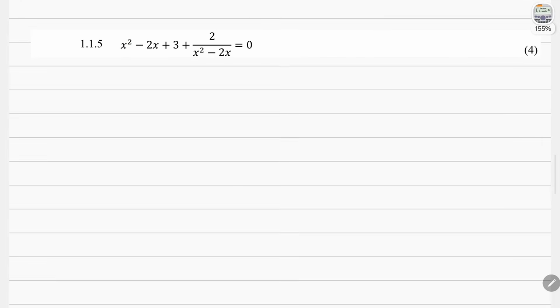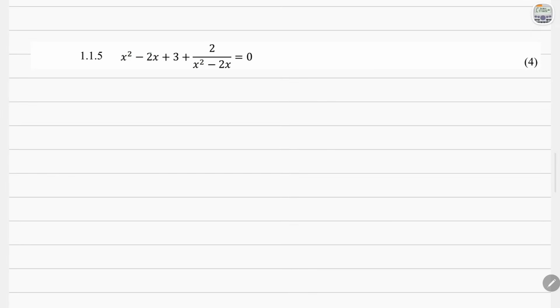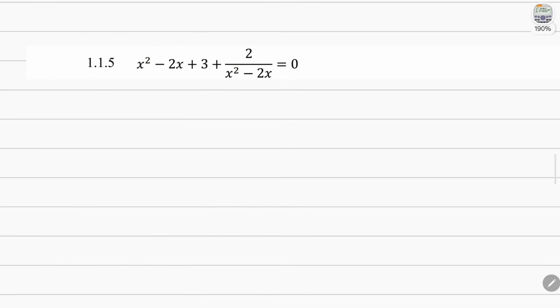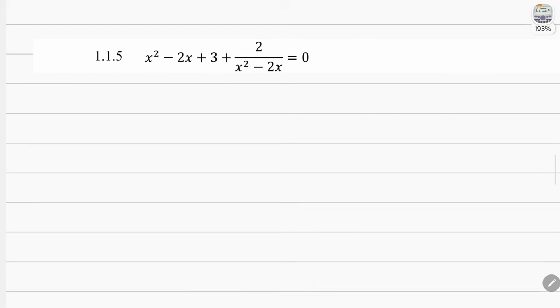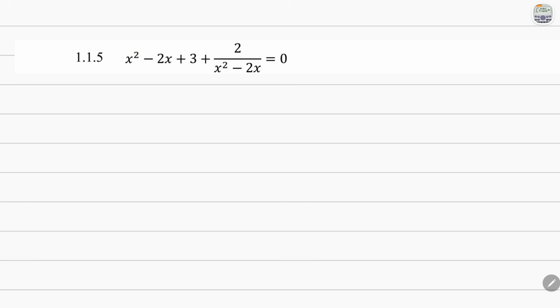Question 1.1.5, we have x squared minus 2x plus 3 plus 2 over x squared minus 2x is equal to 0. And we need to solve for x. Okay, so in this equation, you could try to solve for x by taking this over and then saying, okay, we're going to cross multiply. But that's going to complicate things because you see, if you try to do that and you leave this as one term with a denominator of 1, it now becomes one single term like that.